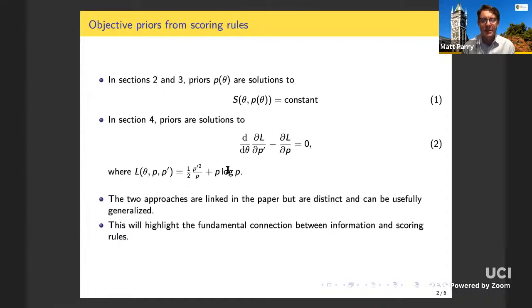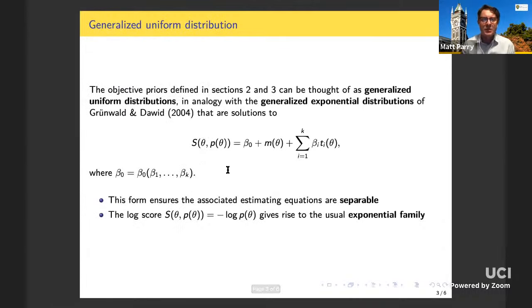What I want to talk about today is that this linkage can actually be broken, and maybe we could generalize these concepts quite usefully. In so doing, we'll also see the connection which exists between information, which Stephen talked about, and scoring rules. So I feel it's not quite as mysterious as it may be to some. The first comment is that the way we construct them in sections 2 and 3 can, I will argue, be thought of as a generalized uniform distribution. This is an analogy with the generalized exponential distributions that Grünwald and Dawid proposed in 2004.